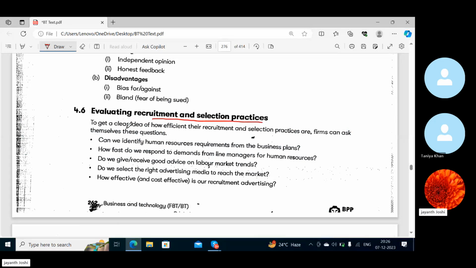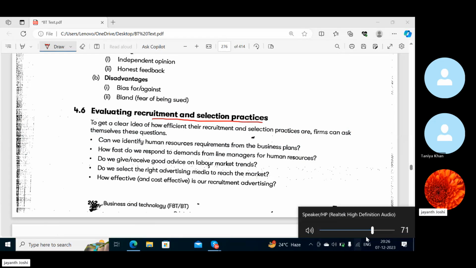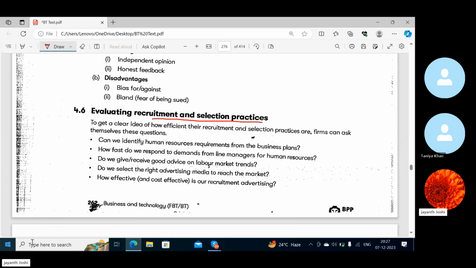Okay, so evaluating recruitment and selection practices, to get a clear idea of how efficient their recruitment and selection process is. Everyone who is performing some activity would like to know how efficiently they are performing it. So firms can ask themselves these questions. Can we identify human resource requirements from the business plans? How fast do we respond to demands from line managers for human resources? That means whenever the management makes a call, how immediately do they respond with respect to human resources.